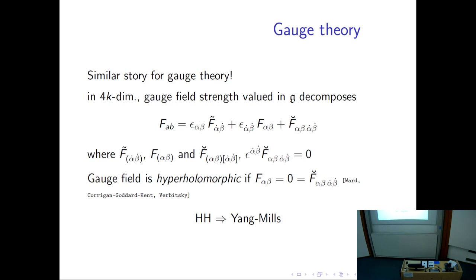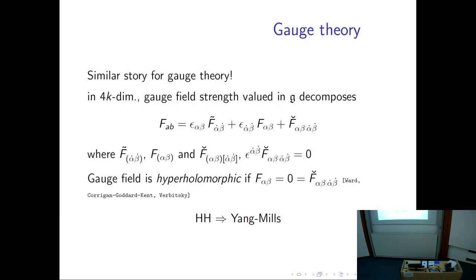Well, no, that's not fair. Early to mid 80s by Richard Ward and then by Ed Corrigan and friends, and then subsequently rediscovered by pure mathematicians in the late 90s. The reason why pure mathematicians like this is that these hyperholomorphic bundles can be defined over any hyperkähler manifold. Here I'm just going to be talking about the flat model, C^4k, but you can define them over any hyperkähler manifold.